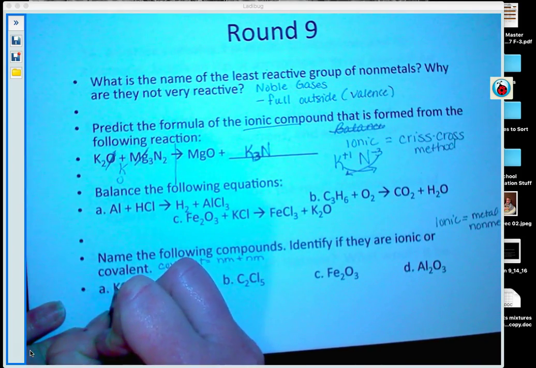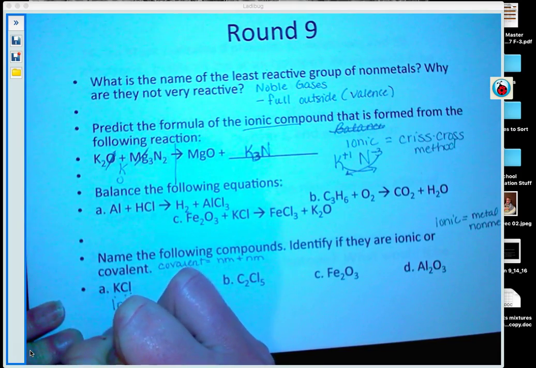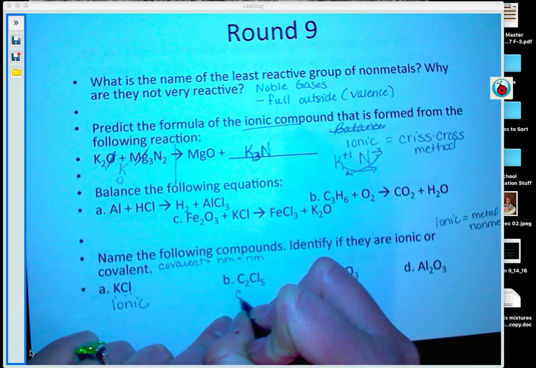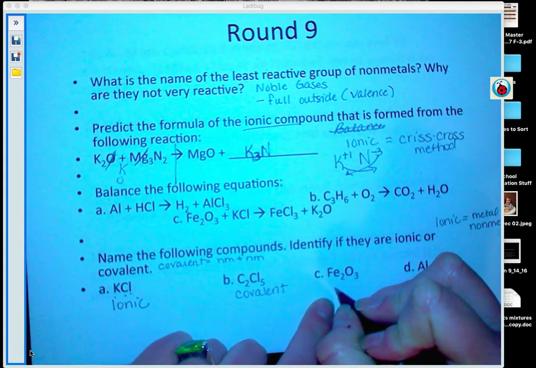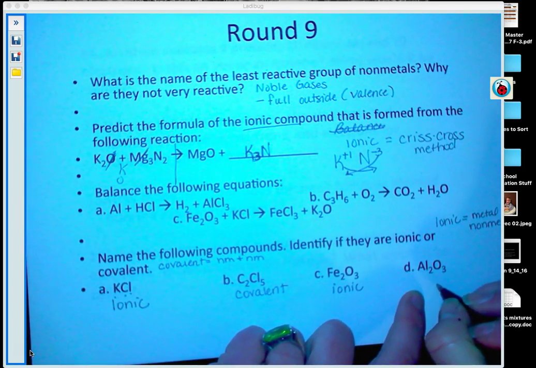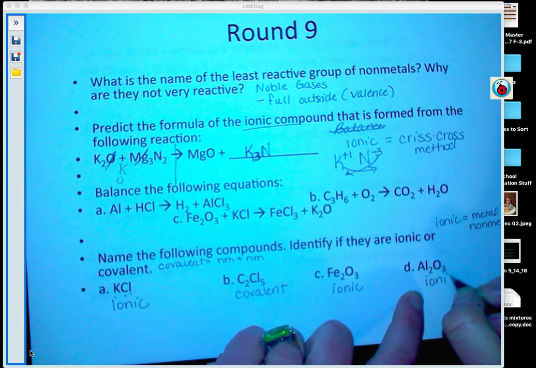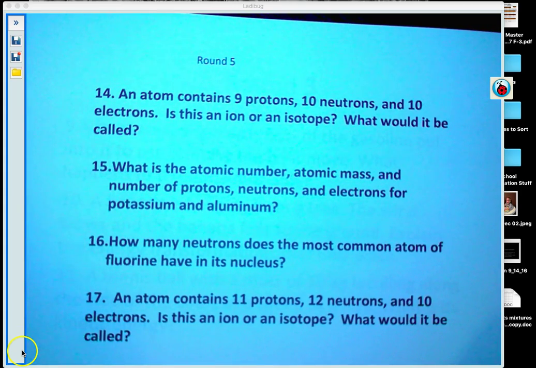In this case, potassium is in group 1, so this is going to be a metal and a non-metal, so that tells us that this is ionic. Carbon and chlorine are 2 nonmetals, so this is covalent. Iron and oxygen. Iron is a metal, and so that's going to make this ionic. Aluminum and oxygen. Aluminum is a metal, and so that's going to be an ionic bond.